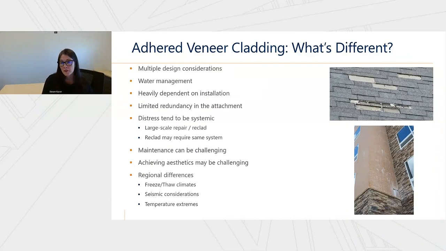So what's the difference? These adhered masonry claddings are generally intended to look like our traditional brick masonry cavity wall or a stone wall. But there are multiple design considerations that are different from our traditional wall systems that need to be considered, such as movement joints or bond strength of our adhesive mortar. Also, the water management between the different types of systems is going to be different.